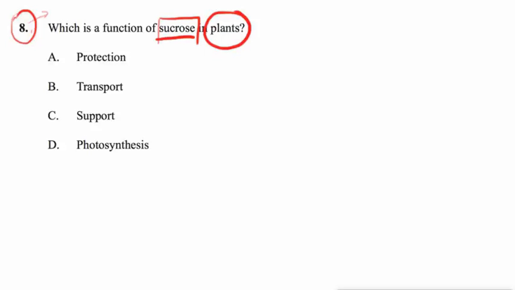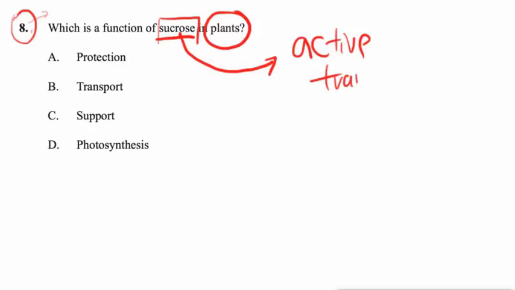For me, immediately when I'm seeing this, I'm thinking about sucrose being used as a carbohydrate that's moved around by active translocation. So from source to sink or from sink to source, translocation to be used by cells as an energy source, basically, for cellular respiration. But I don't see anything along the lines of used as an energy source for cellular respiration here. All I see is protection, transport, support, and photosynthesis.